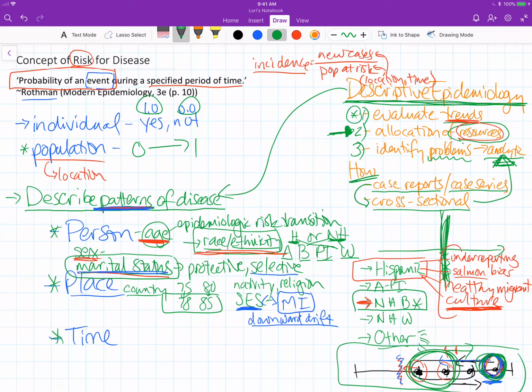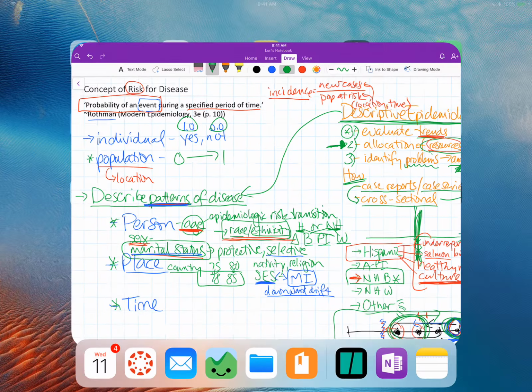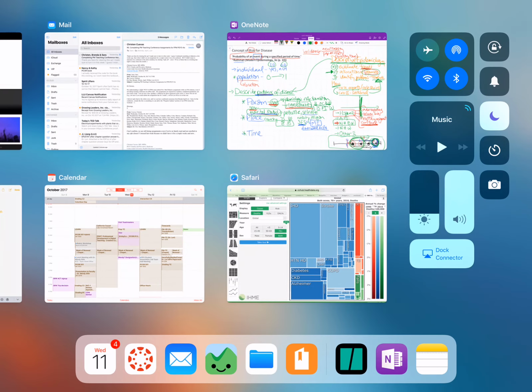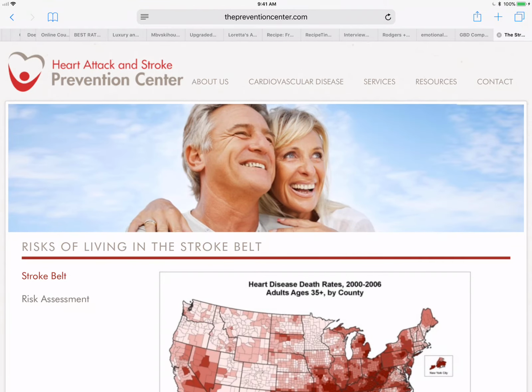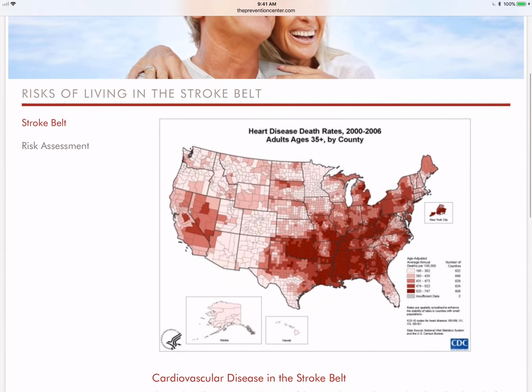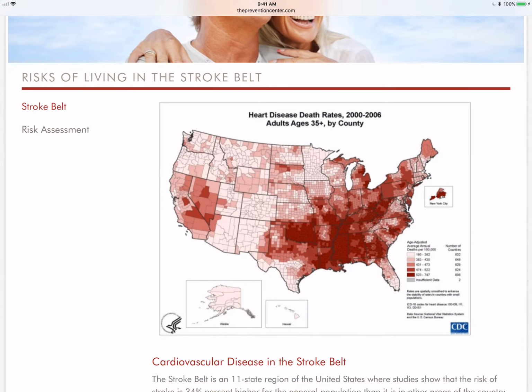The other thing, and I actually have a picture of this, is something called the stroke belt in the United States. If you look at heart disease and other kinds of disease, they are generally concentrated in different places in the United States. And so this area in the southeast part of the country is considered to be the stroke belt. And we have a lot more vascular disease.